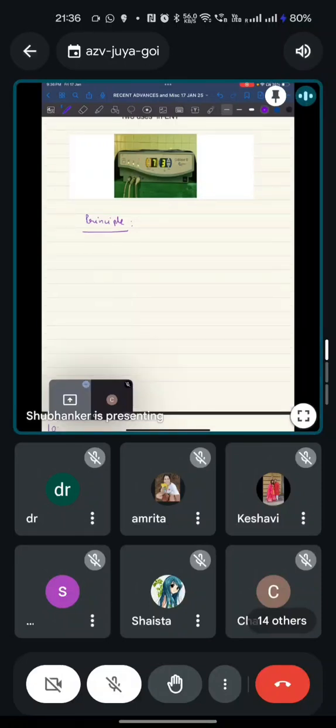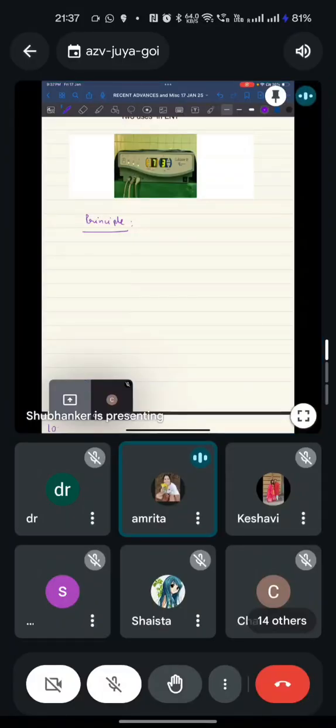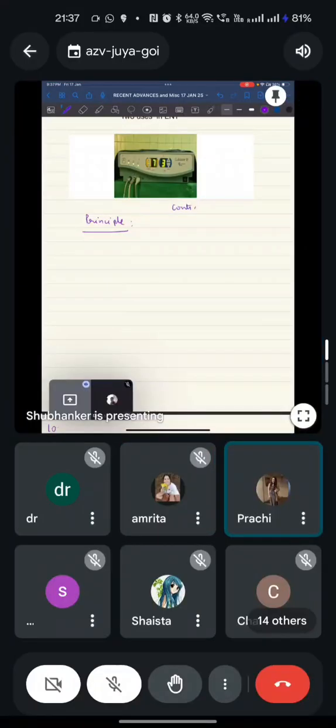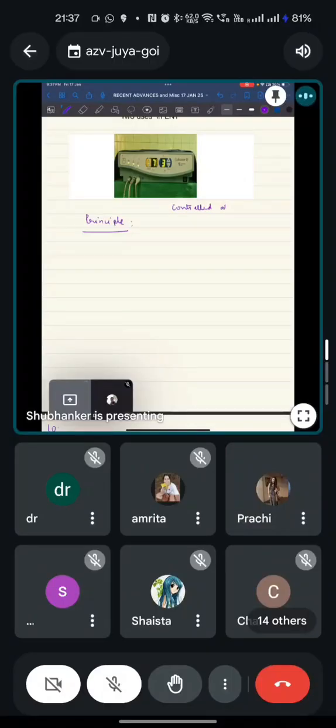First, can somebody tell me what is coagulation? If they only ask you, doctor, what is coagulation, can somebody tell? Controlled ablation. Thank you, Dr. Amrita. This is controlled ablation. They have pasted it in short form as coagulation.